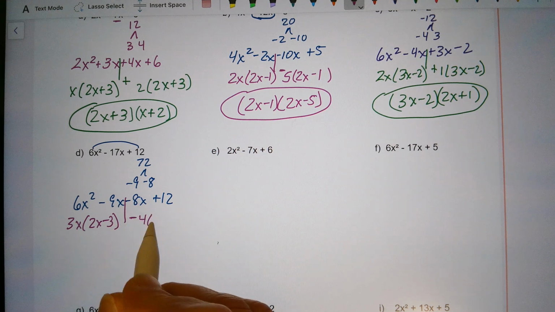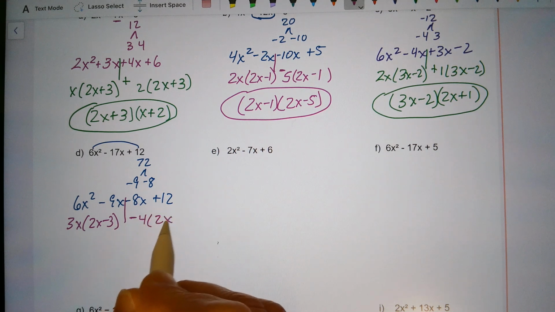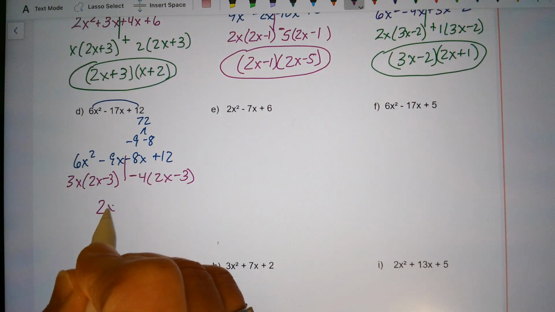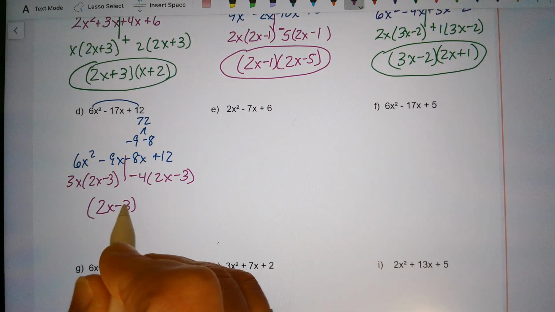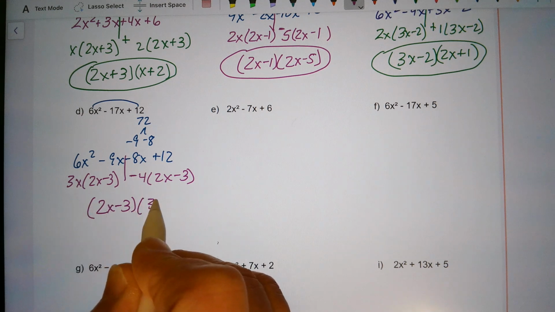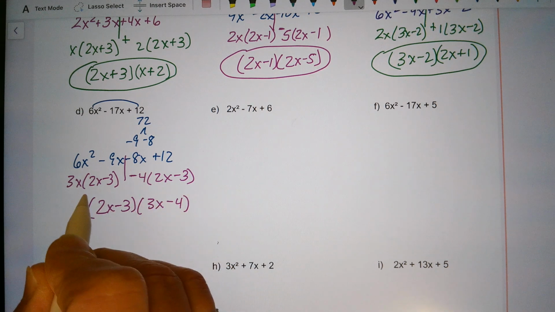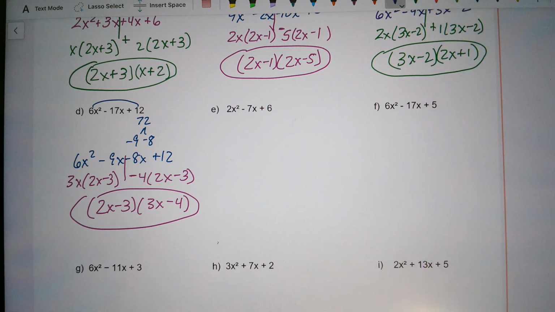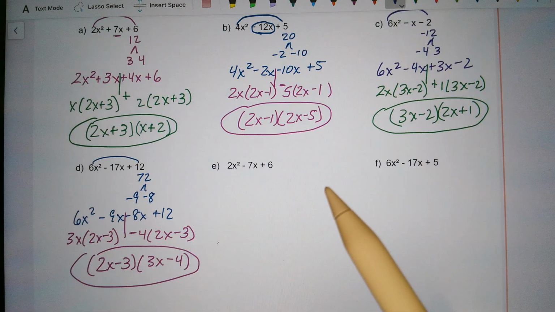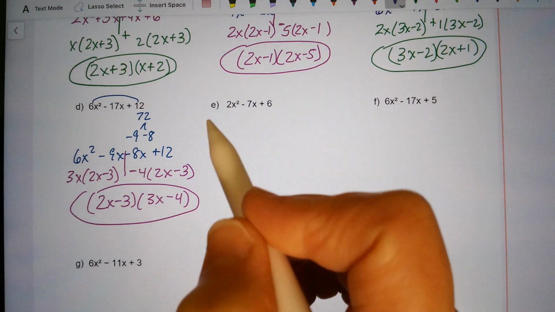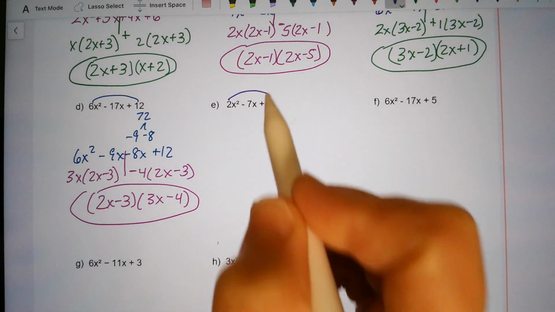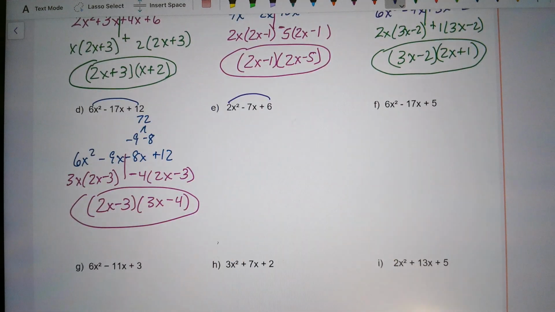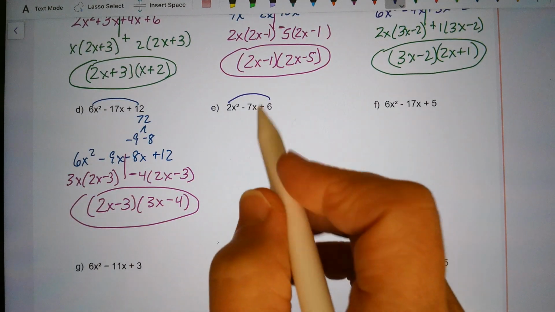And here we're actually taking out a negative 4, 2x minus 3. One binomial factor is 2x minus 3, the other is 3x minus 4. Next, this is very similar to A. We've got a different sign for our middle term, our linear term.